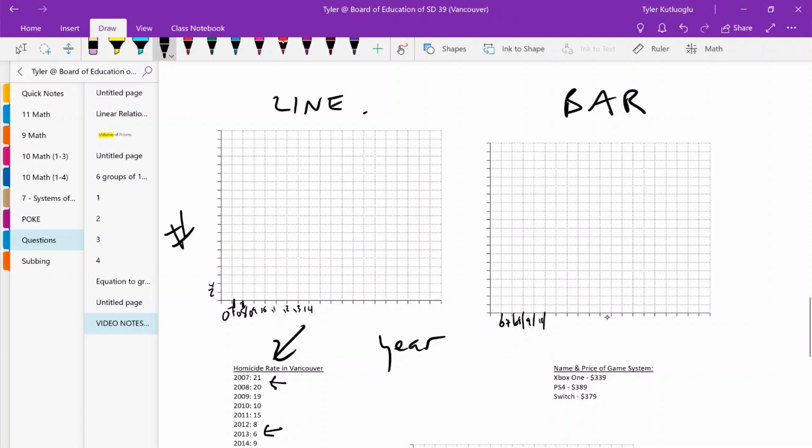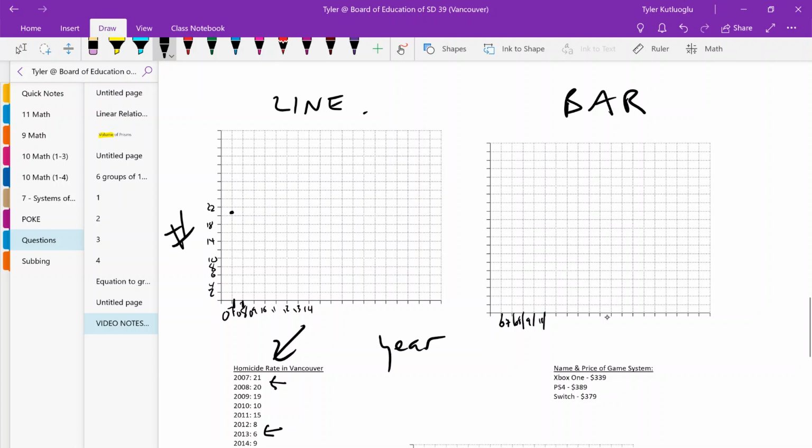So 2, 4, 6, 8, 10, 14, 18, 22. Cool, that has all of it. I skipped some numbers, but I kept the same pattern going. Every notch represents 2. So let's do the first one. 07 is at 21, so it's actually really high. That goes up there. 21 is going to be halfway in between 20 and 22, right there.